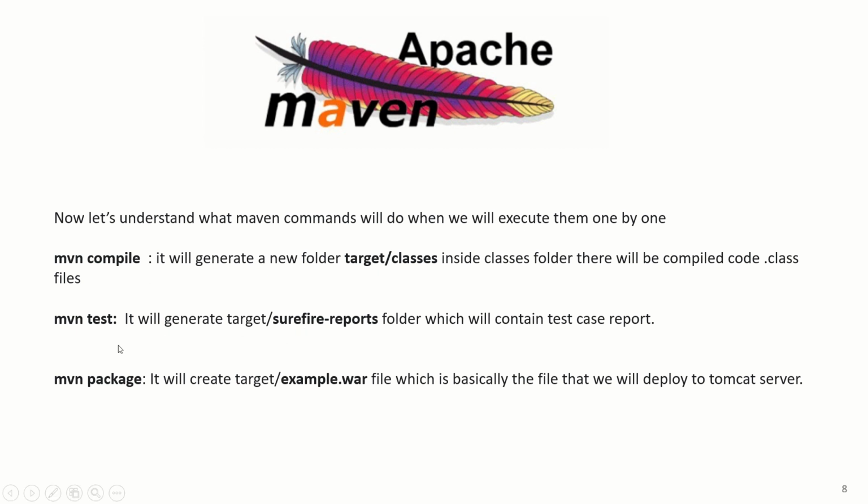The third command that we'll use is the mvn package command, after completion of the mvn test command, because now our code is successfully compiled and tested, and after that we are ready to get it packaged. It will create an example.war file, or any file with a war extension, which is the file that we are going to deploy on our Tomcat server. In this way, we'll use the Maven build tool in order to build our Java code.